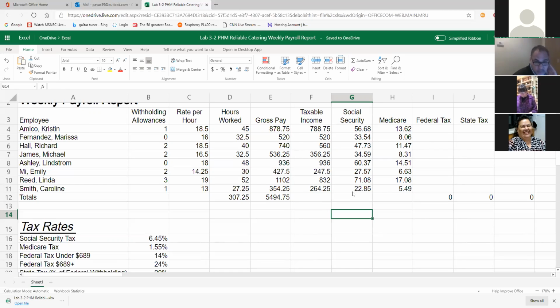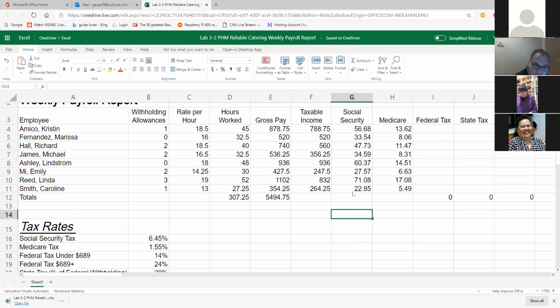So just copy the formula all the way down. This doesn't say to do it, but we're just gonna do it, because eventually on one of these things, we're gonna have to copy it down. So we calculated now the taxable income.